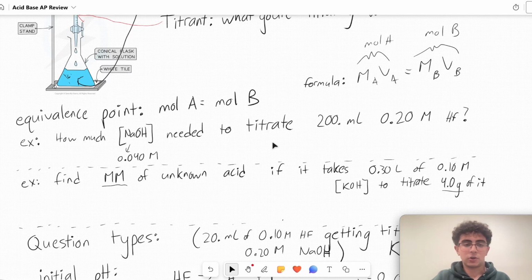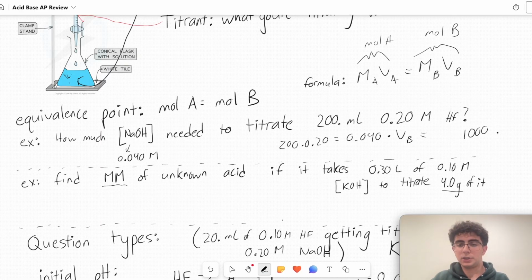First question is how much of NaOH, which is 0.040 molar, is needed to titrate 200 milliliters of 0.20 HF? I can convert this to liters, but since I'll just have both of them in milliliters, the unit won't really matter for that. So I can just do 200 times 0.20 equals 0.040 times our volume of base, because that's what the question is asking for. So then I could solve for that in my calculator, and when I do so, I get that it's about 1,000, keeping in mind this is 1,000 milliliters because I kept 200 milliliters on the side.